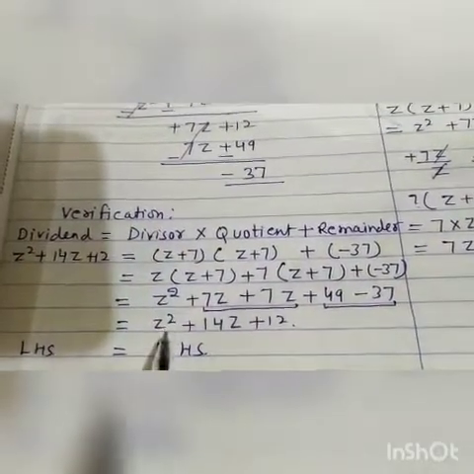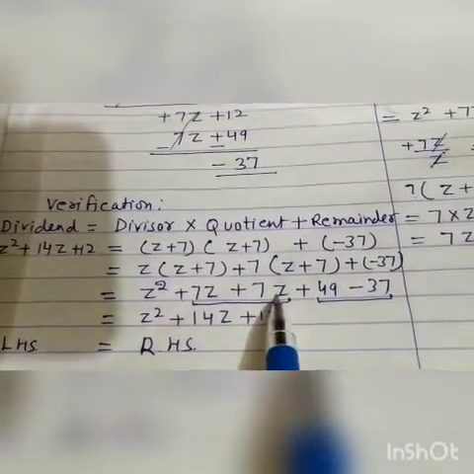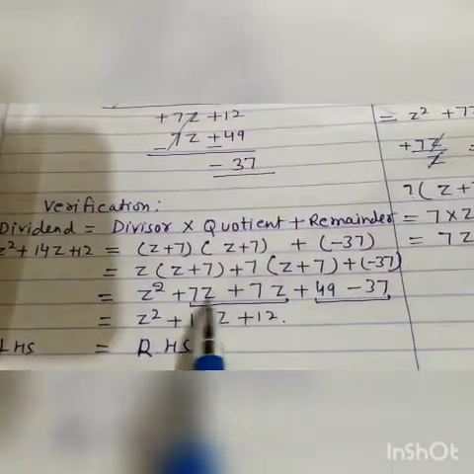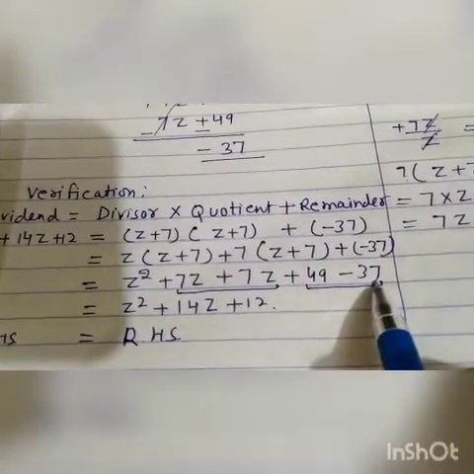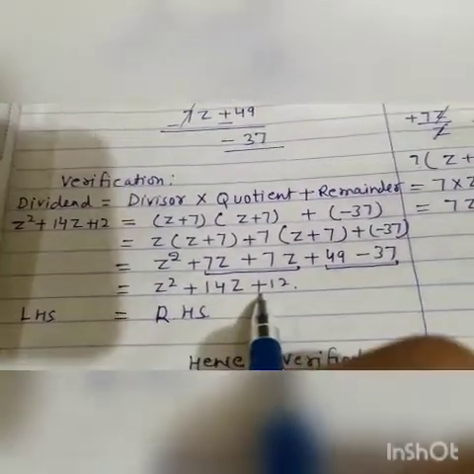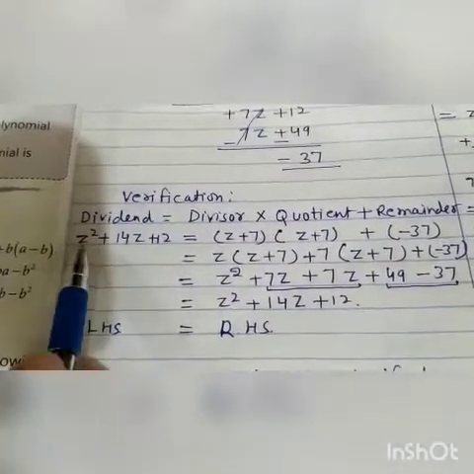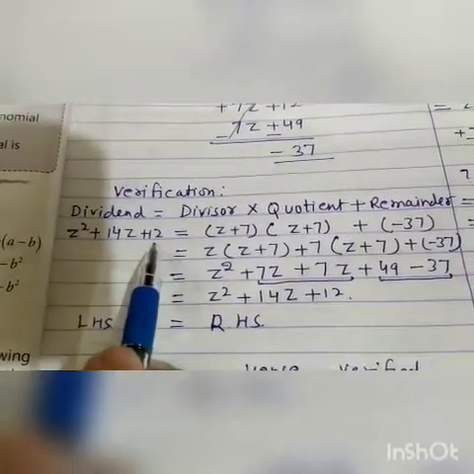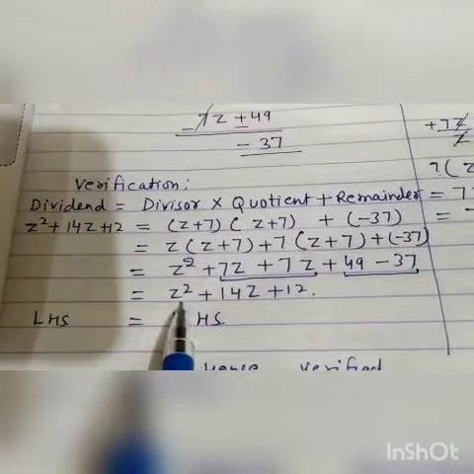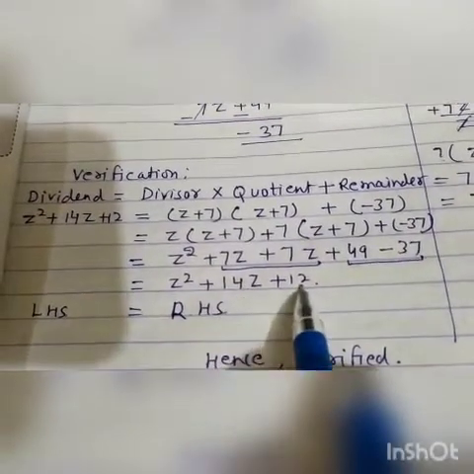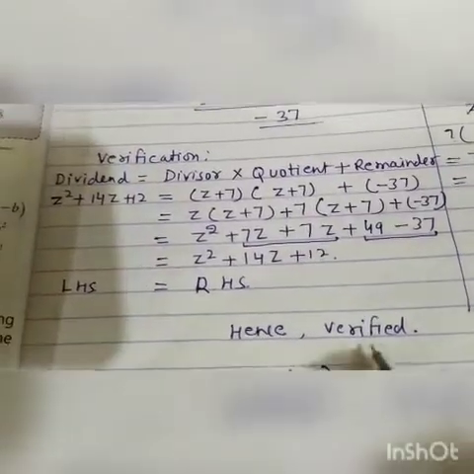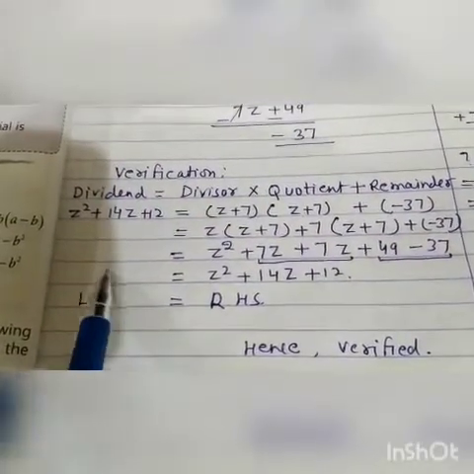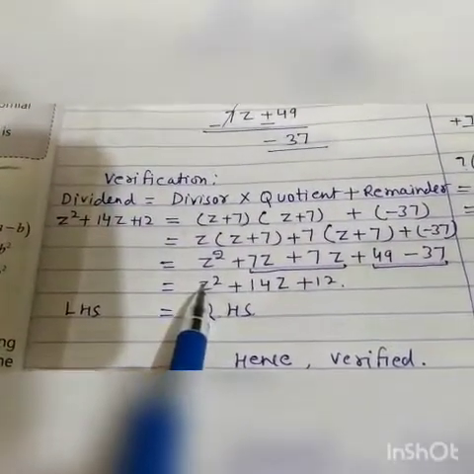Now z square plus 7z plus 7z, both are like terms. It will be added: 7 and 7 is 14, plus 14z, plus 49 minus 37. It will be plus 12. What is the left hand side? Z square plus 14z plus 12, and right hand side also z square plus 14z plus 12. Left hand side is equal to right hand side, hence verified. If both the sides are equal, it means our solution is right.